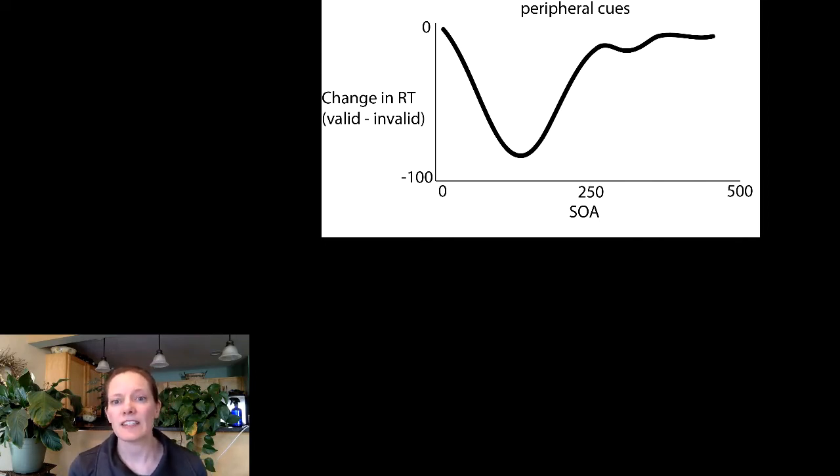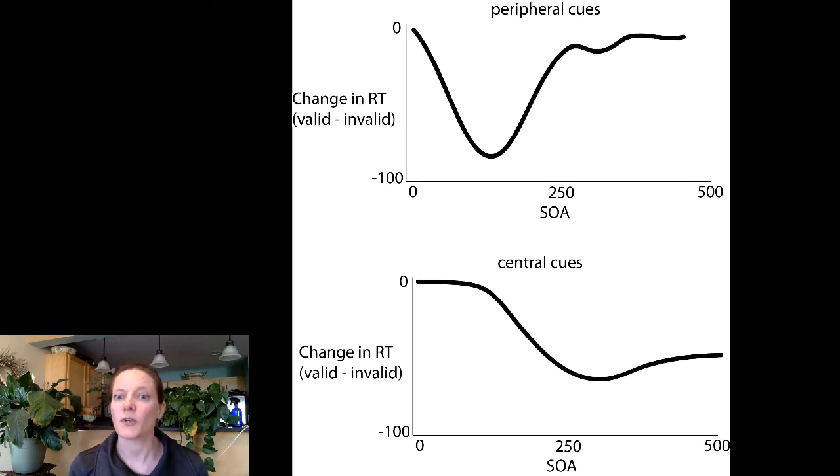You can then repeat this data collection and analysis for a central instead of a peripheral cue. So for a central cue, the delay between cue and stimulus should need to be slightly longer to see the largest effect, probably somewhere around 200 to 300. But that cue effect could persist all the way up to the largest SOA available.